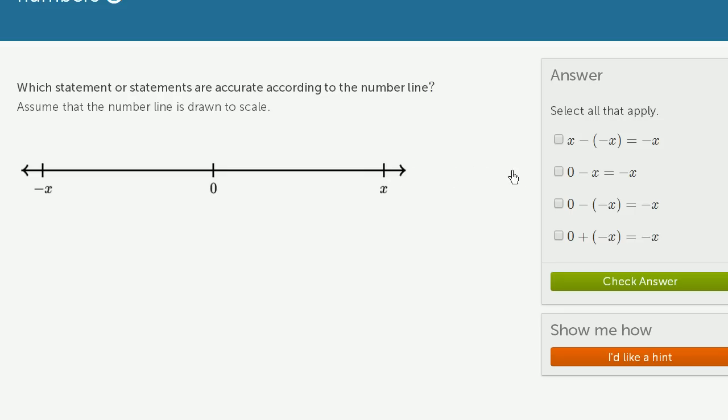You're actually going to go x more to the right. If you were to subtract a positive, you'd go to the left, but if you subtract a negative, you go to the right. So this should get you to 2x, not to negative x. So this first statement is absolutely not true.